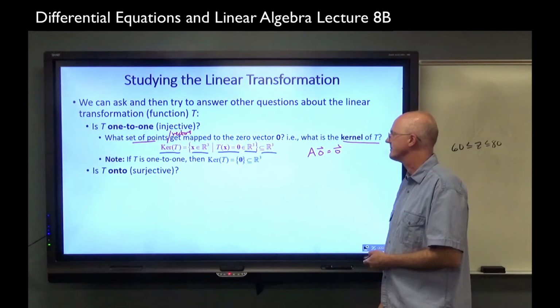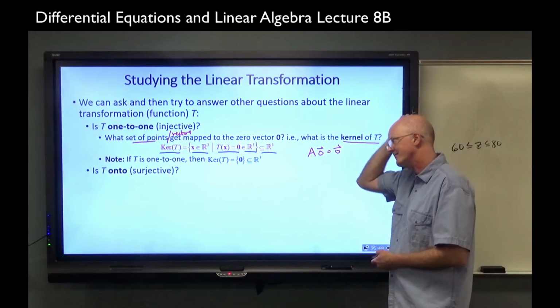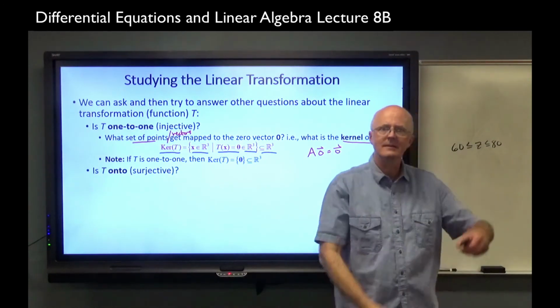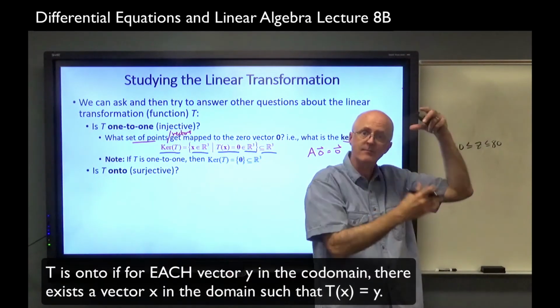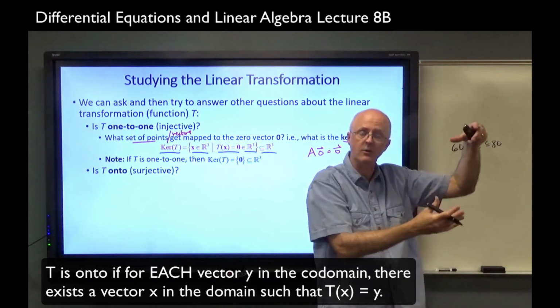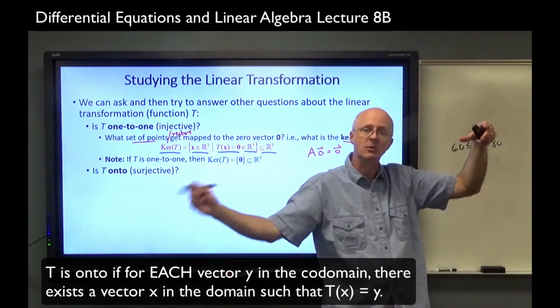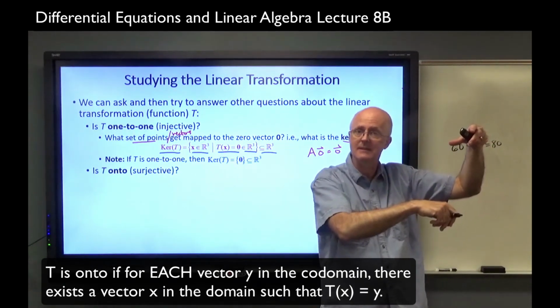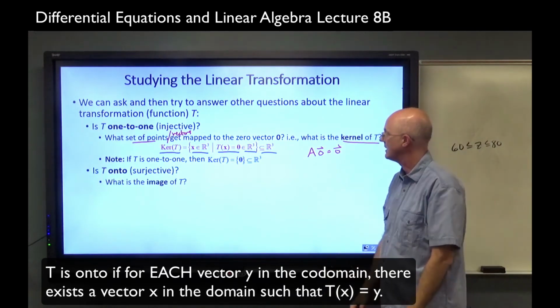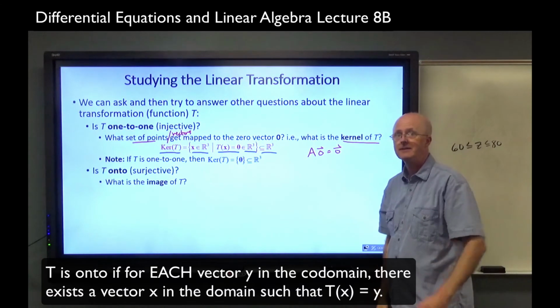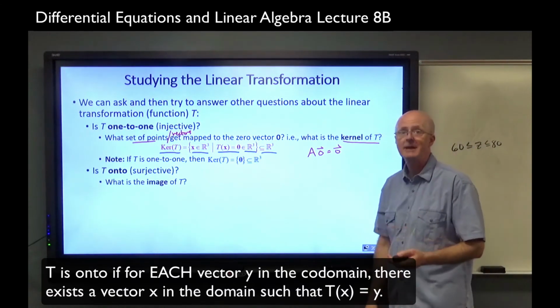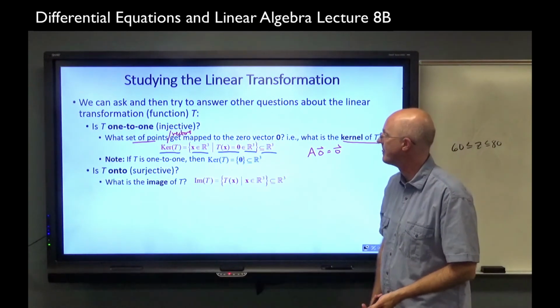Is T onto? That's also called surjective. Given a point in the codomain, is there something in the domain that gets mapped to it? Give me any arbitrary point in the codomain. Can I find something in the domain that gets mapped to it under T? In other words, what is the image of T? Is it all of R3 in the codomain? If it is, then it'll be onto. If it's not, then it's not onto.